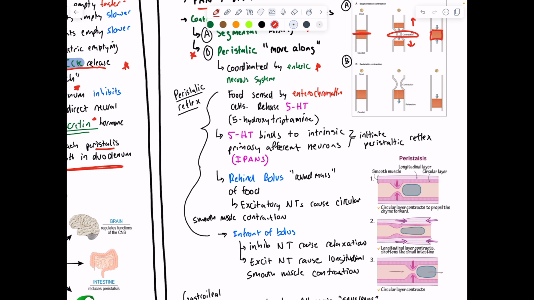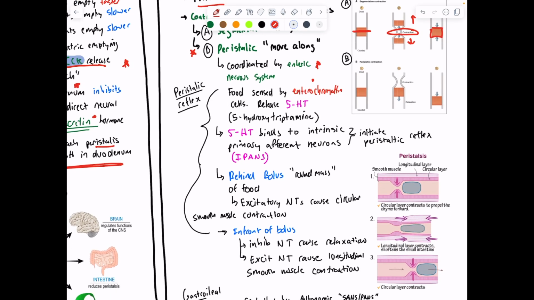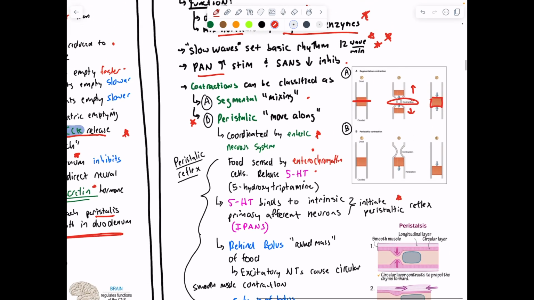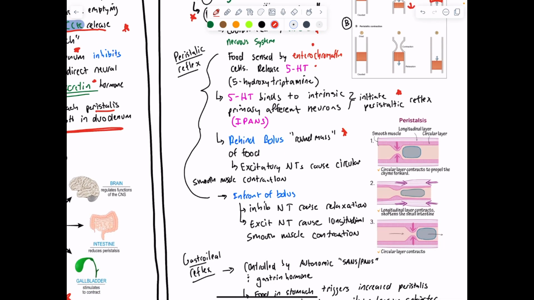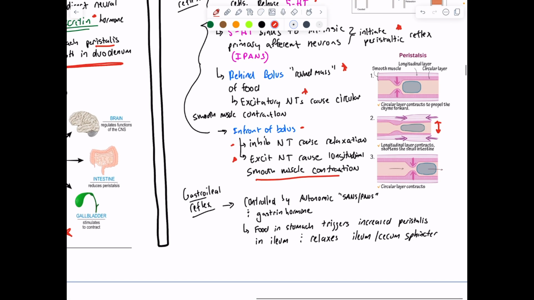You do have the influence of sensing by the enterochromaffin cells, which are lining the walls of the small intestines. They're going to release a substance called 5-HT, 5-hydroxytryptamine, which binds to intrinsic primary afferent neurons, which are going to get us past the threshold that we get close to with our slow waves. And then as a result, we are going to have a contraction behind the bolus due to excitatory neurotransmitters causing circular muscle contraction, and then in front of the bolus we have inhibitory neurotransmitters causing relaxation, and then excitatory neurotransmitters are going to cause longitudinal smooth muscle contraction, which we said shortens but also increases diameter. All right, so the combination of these things is going to help the bolus move.